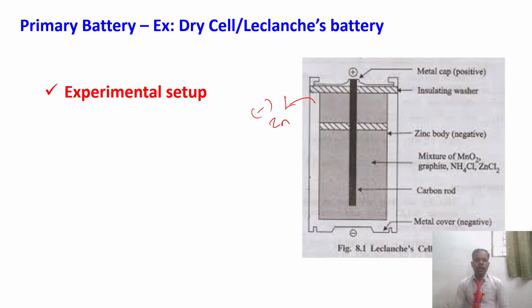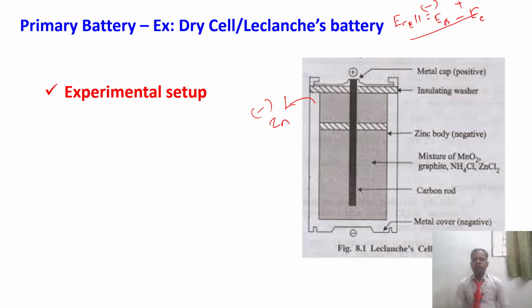Anode means what? Negative. For an electrochemical cell, the general form is E cell equals E anode minus E cathode. Cathode means positive, anode means negative. Anode means oxidation takes place, cathode means reduction takes place. This is the simple formula to remind you of the electrochemical cell. Anode is always negative, oxidation takes place; cathode is positive, reduction takes place.